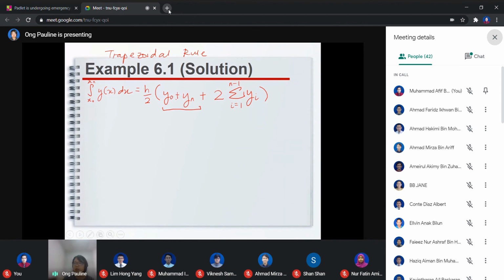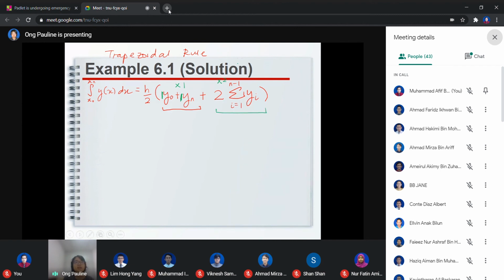I would like you to notice here, from the equation of the trapezoidal rule, we have the first category, which we multiply with 1. The constant here is 1. And the second category is where we multiply with 2. So we have the constant coefficient here as 2.